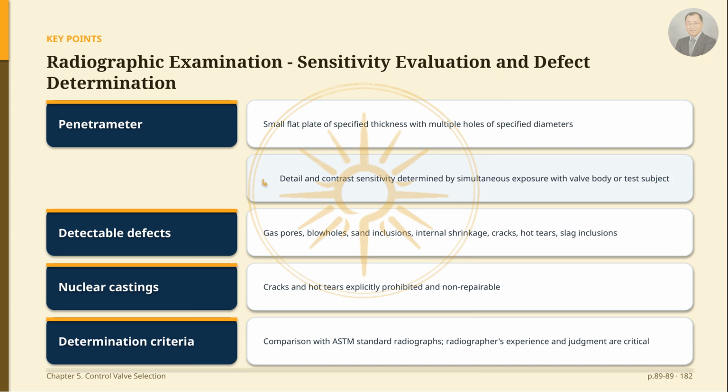radiograph can be determined. Radiographic examination can detect casting defects such as gas and blowholes, sand inclusions, internal shrinkage, cracks, hot tears, and slag inclusions. Particularly for nuclear service castings, certain defects like cracks and hot tears are expressly forbidden and cannot be repaired. Since the final judgment is made by comparing the radiograph with ASTM reference radiographs to determine acceptance, the experience and judgment of the radiographer play a very important role.